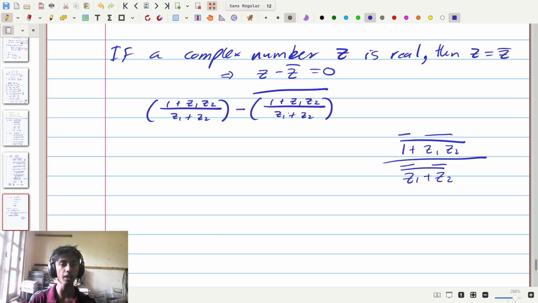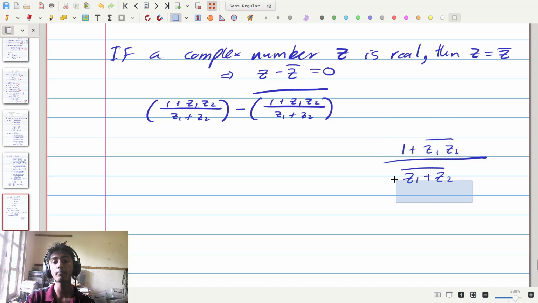Now in this case, I am actually not going to use the bottom distribution, but I am going to distribute the top. So therefore, I'll distribute it as the following. Now here we have 1 conjugate, and since 1 is a real number, 1 conjugate is equal to 1, and therefore I can just cancel this conjugate and write this as 1 plus conjugate of z1 z2 divided by z1 plus z2 conjugate. Now after that, I'm going to do one more thing. I'm going to use the multiplication formula to distribute this as z1 conjugate times z2 conjugate.